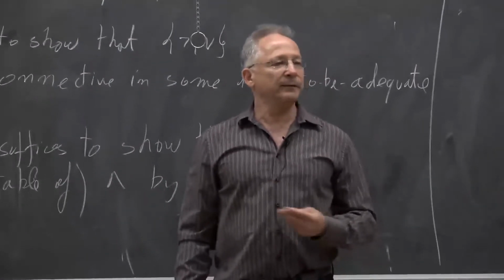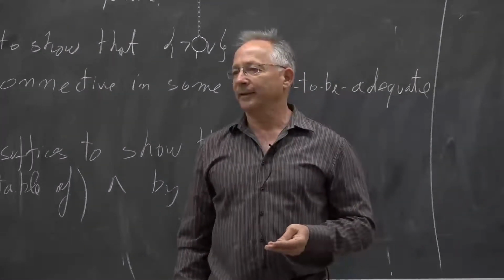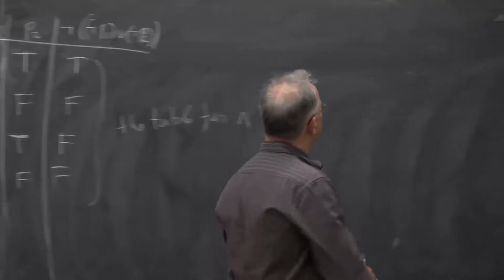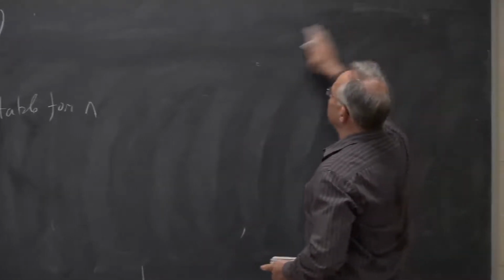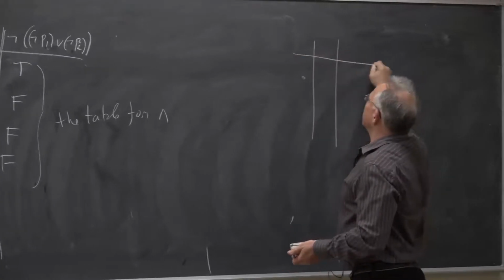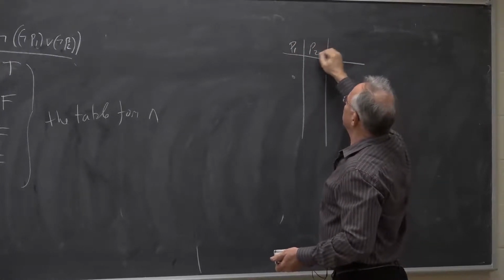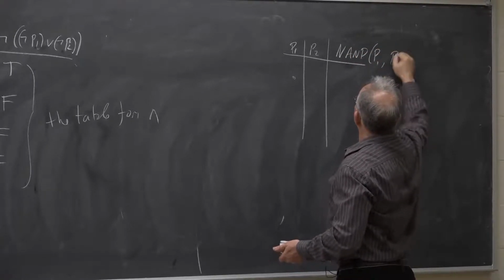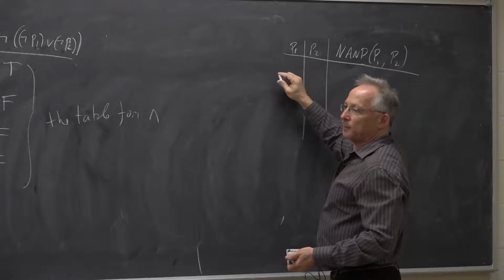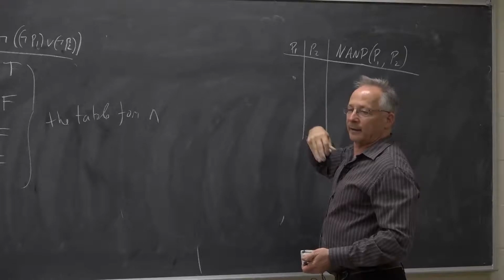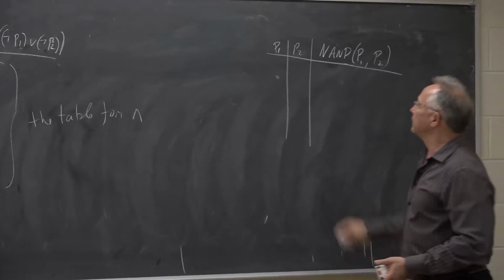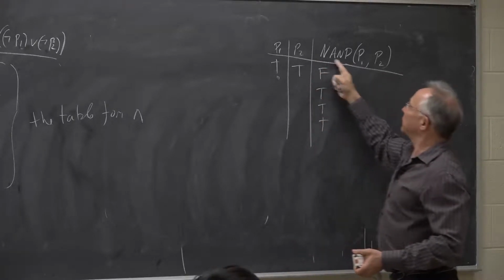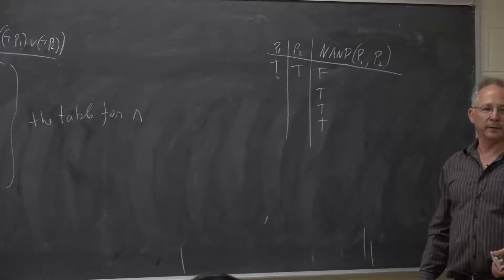And in fact, there is even a system with only 1 connective that is adequate. And that's the system with the NAND. So we can have only 1 connective, which is either NAND or NOR. So if I have here P1, P2, and here I have the NAND of P1, P2, it's just the truth table of the negation of AND. So T, T, F, and everything else is T. And it turns out that this single connective is adequate.